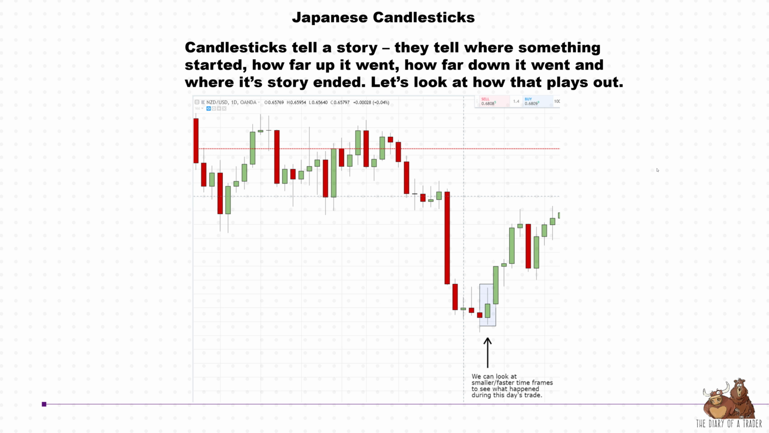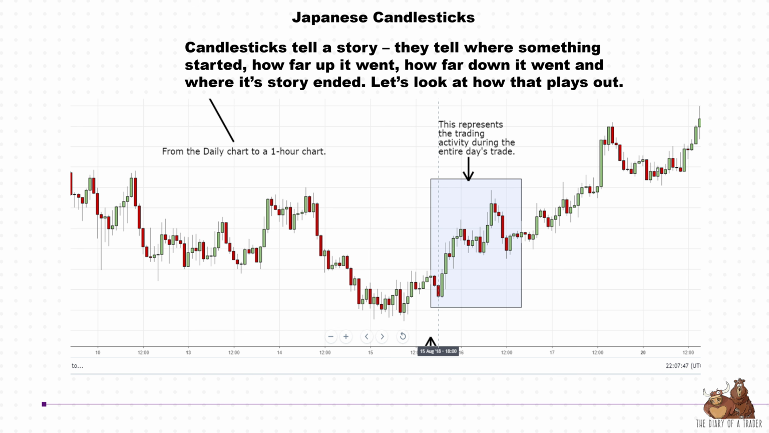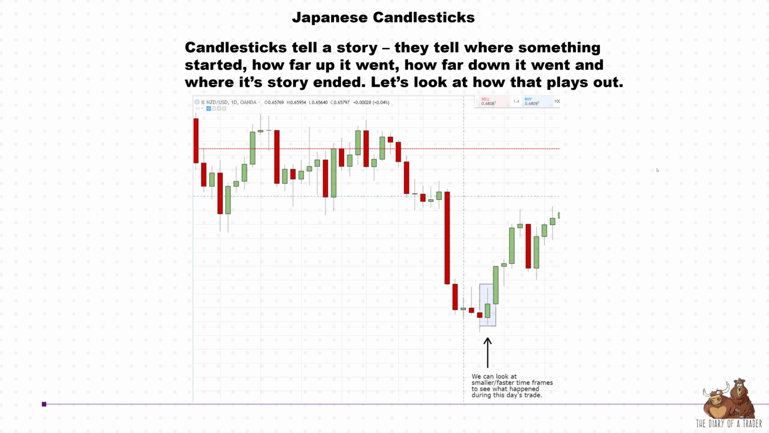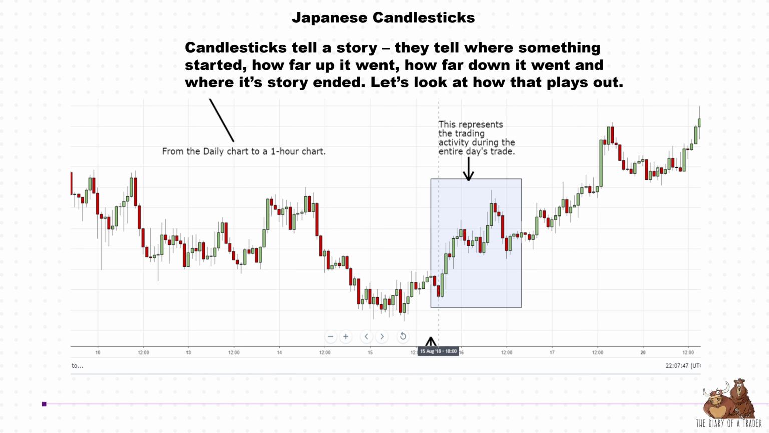Now, something that we can do, if we want to know what happened with this candle during the day, is kind of, quote, zoom in. So we can go from a daily chart to a 1 hour chart. If you look at the highlighted area, that is highlighting the exact trading range. If we go back one slide, that daily candle, these hourly candlesticks are inside that. There's 24 candlesticks, and that highlighted range represents that.